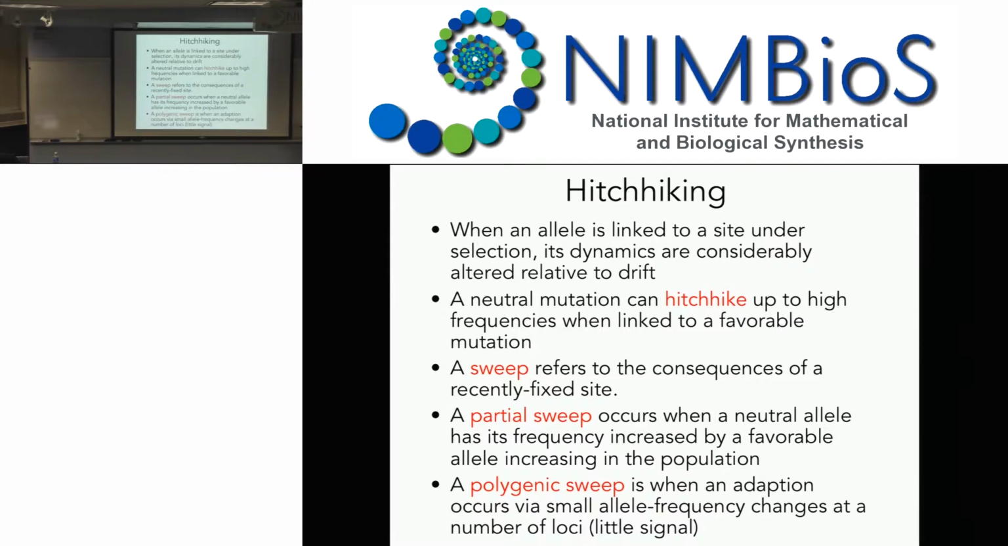A polygenic sweep occurs when adaptation occurs not by a few alleles going to fixation, but rather by a large number of alleles all having small shifts in their allele frequency. A polygenic sweep doesn't leave a really obvious signal, and a big debate that's still kind of going on is that signals of so-called hard sweeps are unusual in humans, and people have argued that maybe most of the selection in humans is due to polygenic sweeps, which don't leave the classic signals we'll talk about. They leave other signals we'll talk about using other methods.